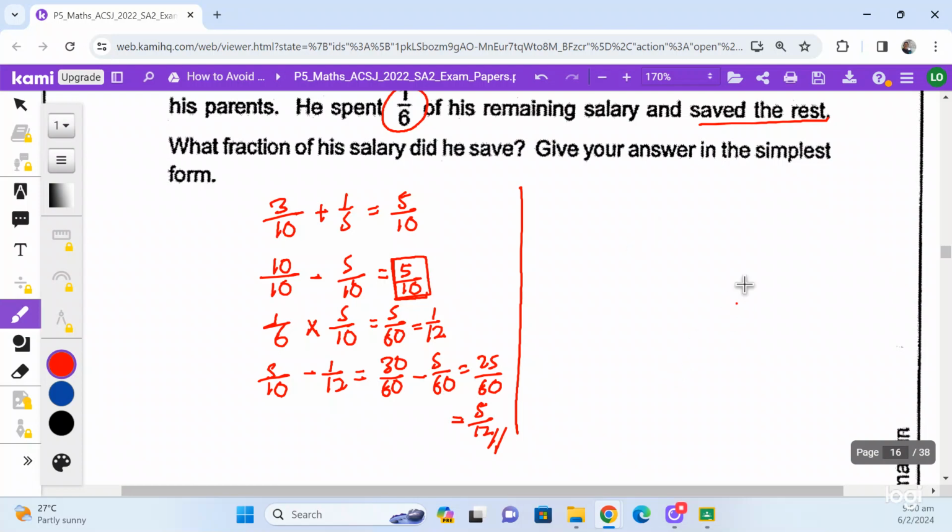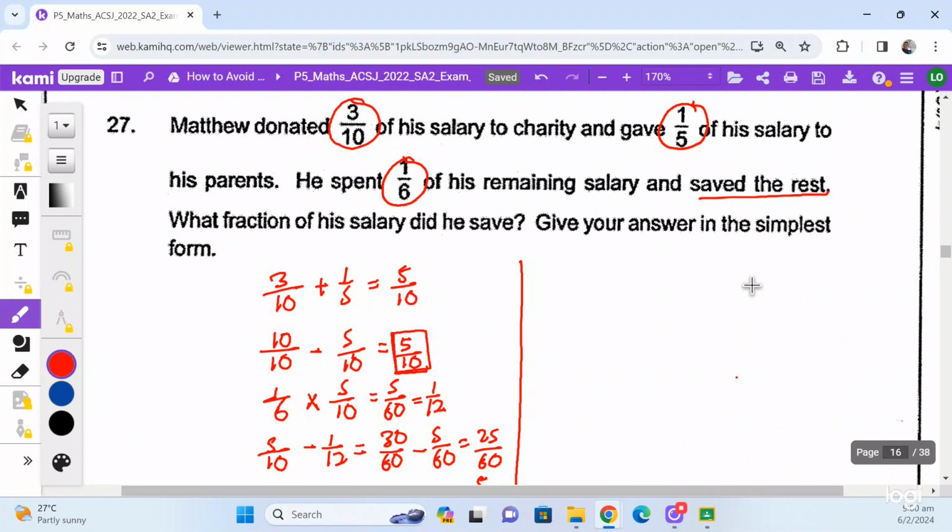So if you use a model, it will look like this. Now, the 3 over 10 and the 1/5 are talking about the same thing. So you make the denominator the same, which is 2 over 10. 1/5 is 2 over 10, right? So I'm using a model, and then you will realize that there is no need for any step at all.